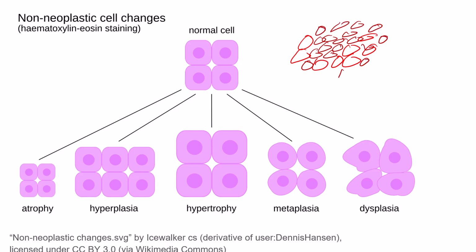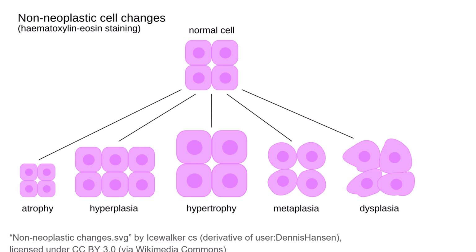There are some situations, though, where cells can grow too much. And so in future videos, you will see examples where cells are growing in number because they are under stress. Another type of change that can happen is called metaplasia. And this is where the cells change.